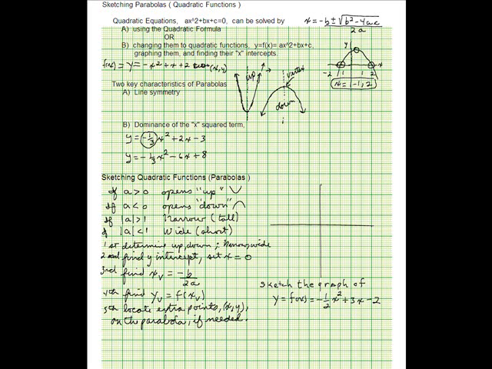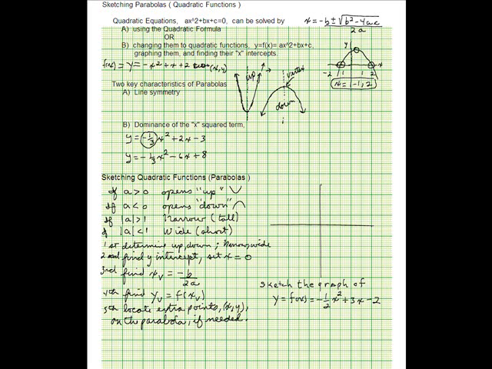Well, the first thing we're going to do is determine whether it opens up or down. We'll get a sense of narrow or wide. Again, that's not too important. The next thing we're going to do is the easiest thing you can do with your parabola, and that's find the y-intercept. You do that by setting x to 0, so that's a real simple procedure.